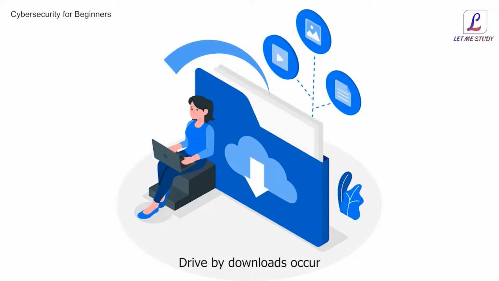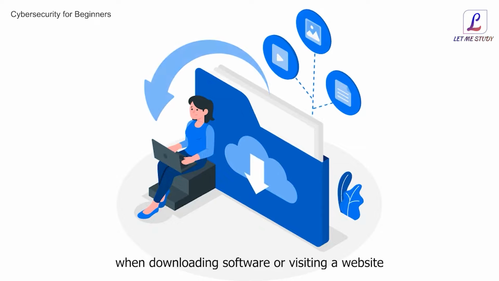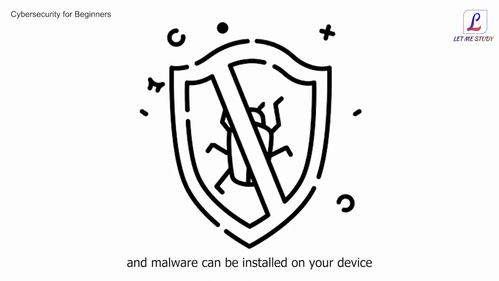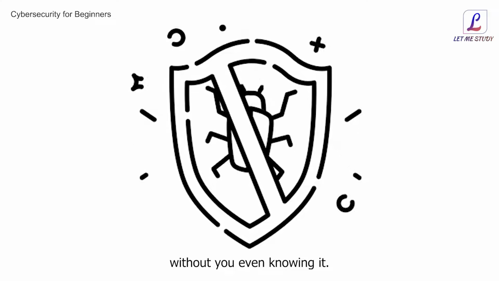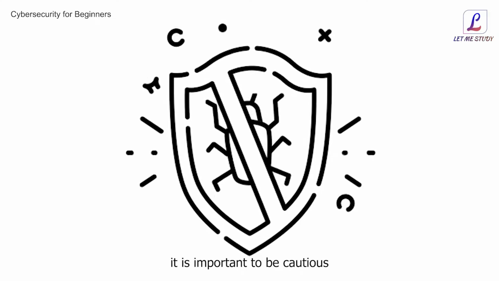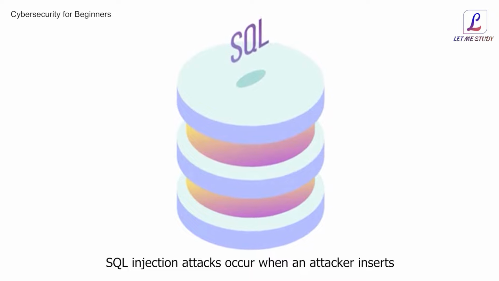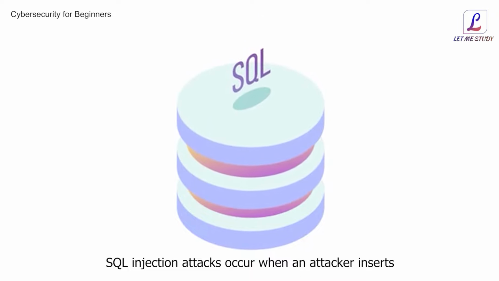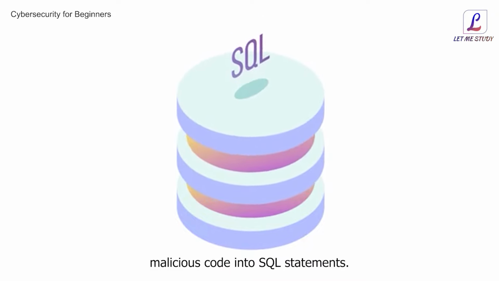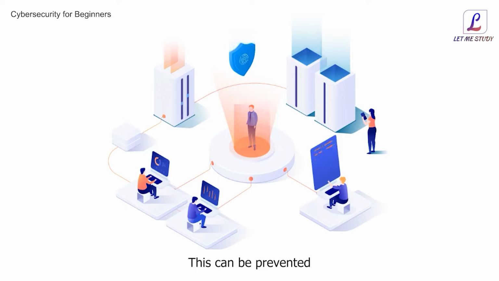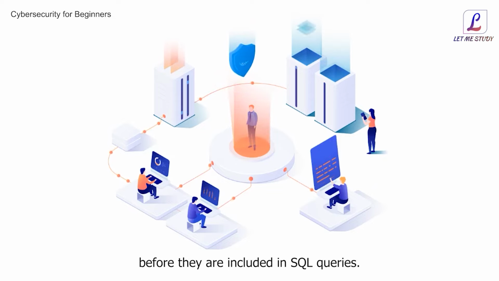Drive-by downloads occur when downloading software or visiting a website, and malware can be installed on your device without you even knowing it. To prevent this, it is important to be cautious about what you download and what websites you visit. SQL injection attacks occur when an attacker inserts malicious code into SQL statements. This can be prevented by validating user inputs and properly sanitizing them before they are included in SQL queries.